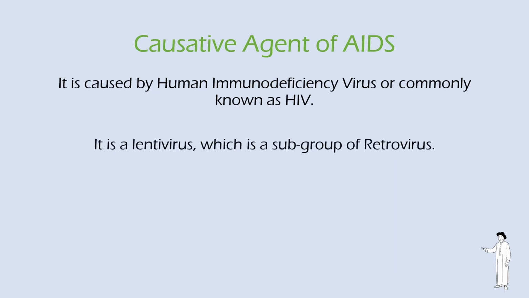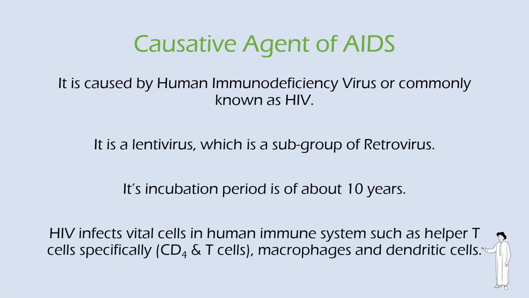HIV is a lentivirus, which is a subgroup of retrovirus. Its incubation period is about 10 years. HIV infects vital cells in the human immune system such as helper T cells, specifically CD4 T cells, macrophages and dendritic cells.